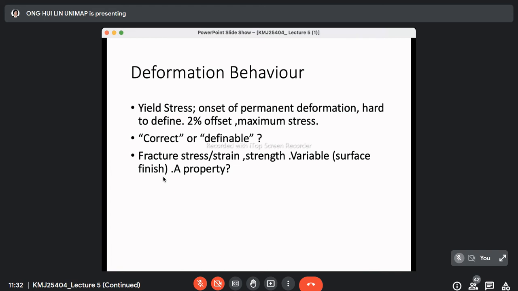Okay, this one, people say 2% offset. It is more applied to metal. For polymer, we seldom do this 2% offset. But for metal material, yes.